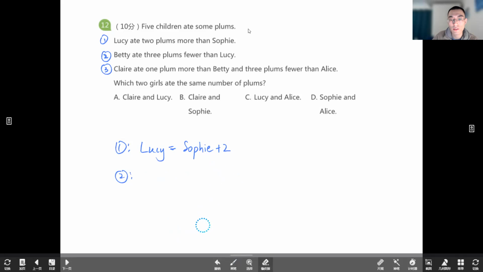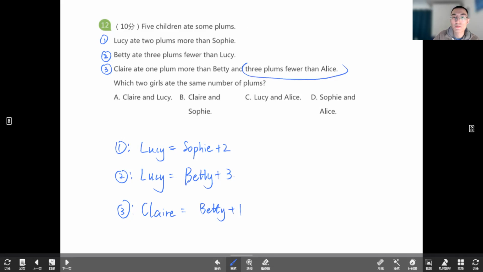Don't worry if you're not at all comfortable with this. I will introduce another method later on. So Lucy, from the second sentence, we know that Lucy equals Betty plus 3. Now the third sentence tells us that Claire ate 1 more plum than Betty. So Claire equals Betty plus 1.